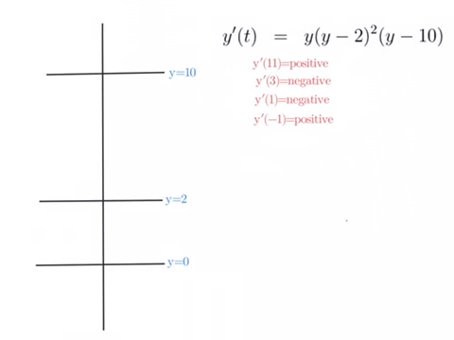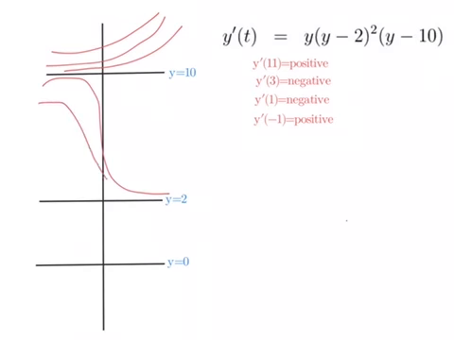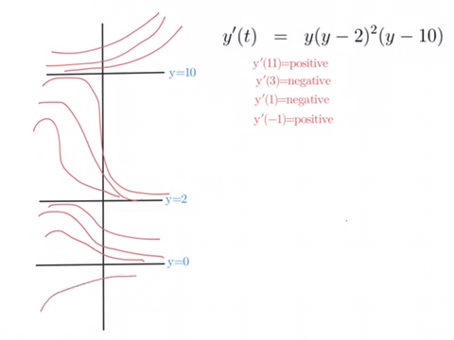So the graph should look something like this for all the different solutions because it's increasing above 10. The point we plotted between 2 and 10 was 3, which it says right here is negative. So we know that between 2 and 10, the graph must be decreasing. So it could look something like this. And between 0 and 2, we plotted 1, which is also negative. So that graph is going to look something like this. And then under 0, we plotted negative 1, which is positive. So that graph is going to be increasing under y equals 0.